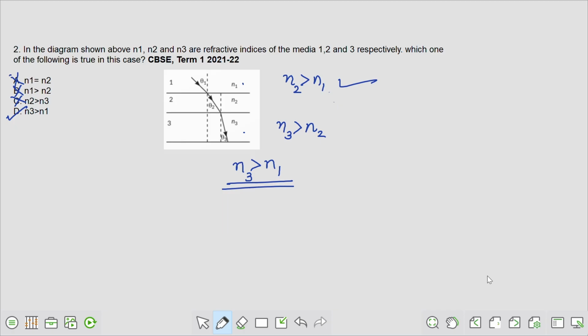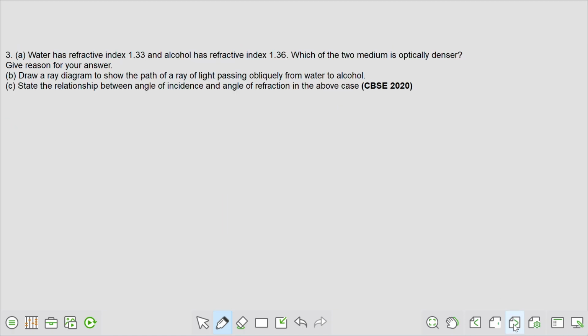Now let's move to the third question. So water has refractive index 1.33 and alcohol has refractive index 1.36. Which of the two media is optically denser? Give reason for your answer. Okay, so let's understand one by one.